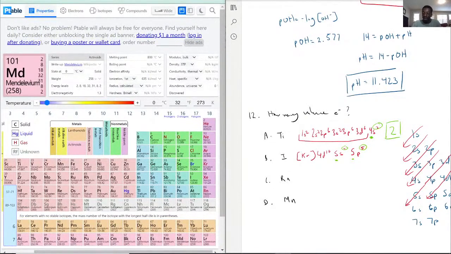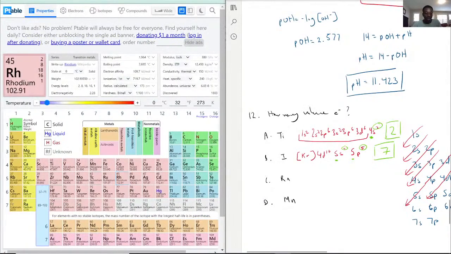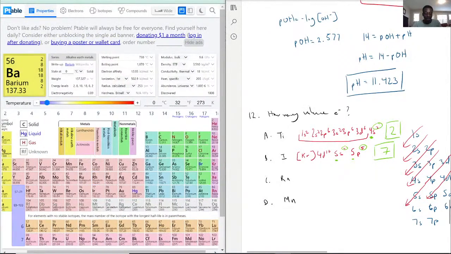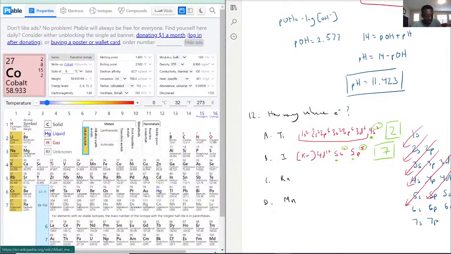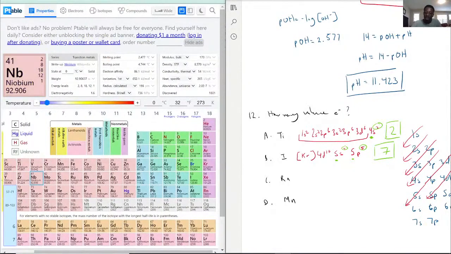And just like how I said we were going to add them together, we have 7 valence electrons for iodine. For radon, okay, we're going to approach this the same way, where we're just going to use a shorthand. So we're going to actually start with radon for radium. Wow, very similar names. So let's start with radon for radium, okay, where we say Rn like that.